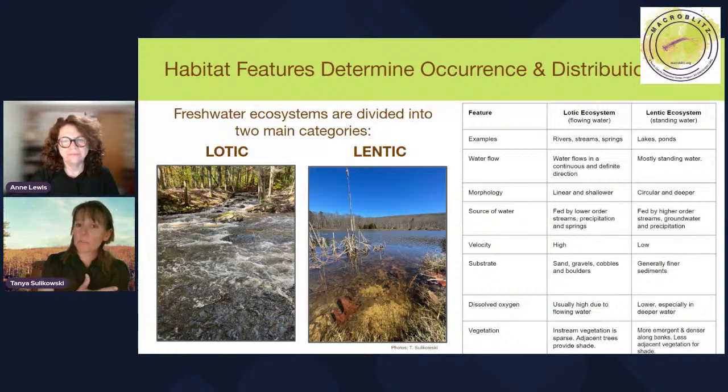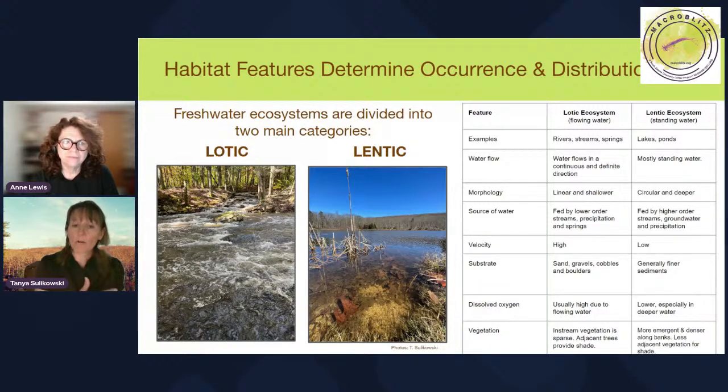The water flows in a continuous and definite direction. It's pretty linear, often more shallow than something like a large lake. And the sources of water for those lotic ecosystems are usually lower order streams, precipitation, springs that are bubbling up in the woods. The velocity there is high.